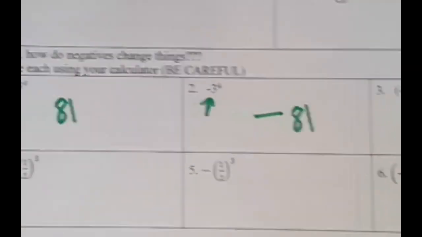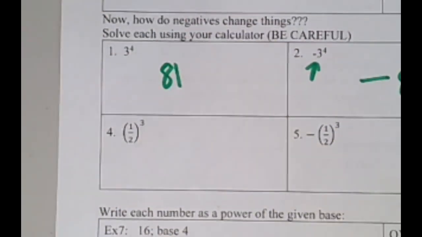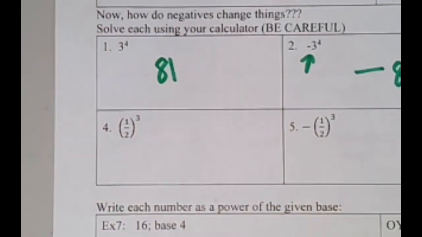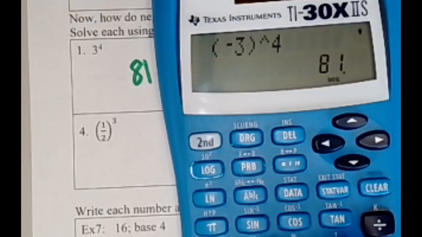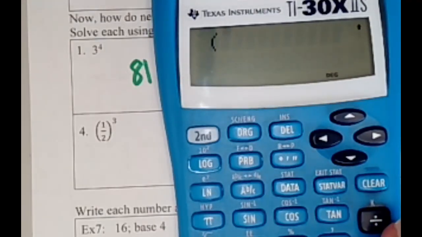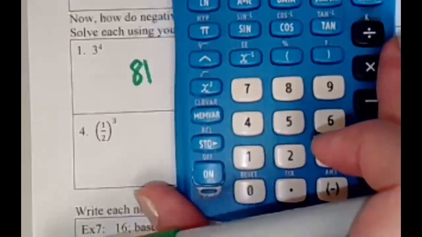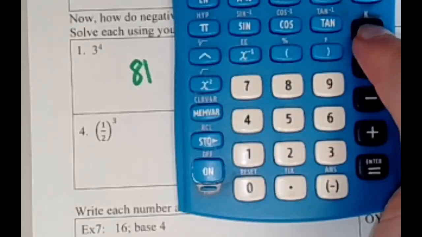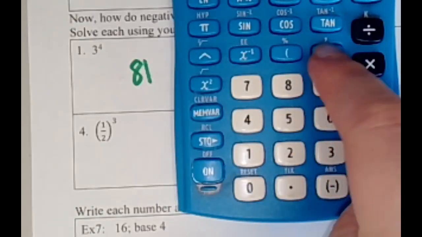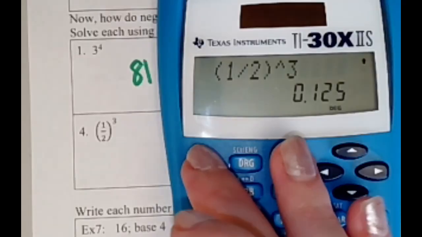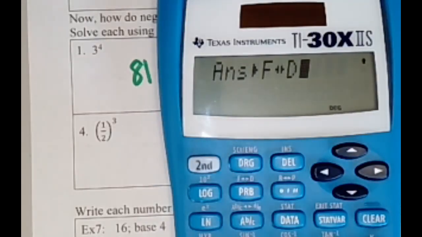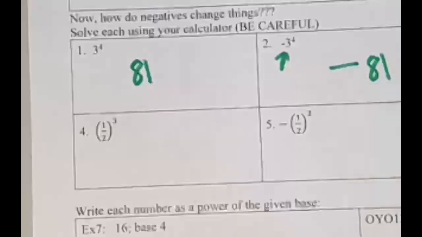Let's take a look at number 4. Fractions do usually confuse people, so I do want to talk about that. How you do it in your calculator is just division. So I want you to do parentheses, and then you're going to type into your calculator 1 divided by 2, and then close your parentheses. So it looks like this. Then you can hit to the power of 3. Again, I don't want you to put a decimal. I want a fraction, so we're going to hit second PRB, hit enter. That gives you 1/8.